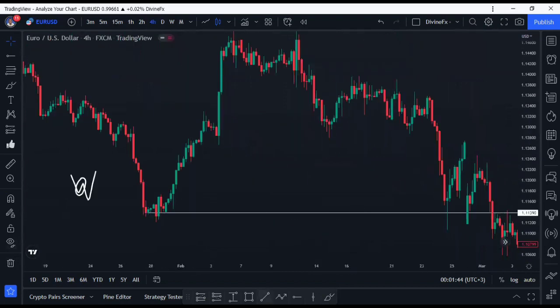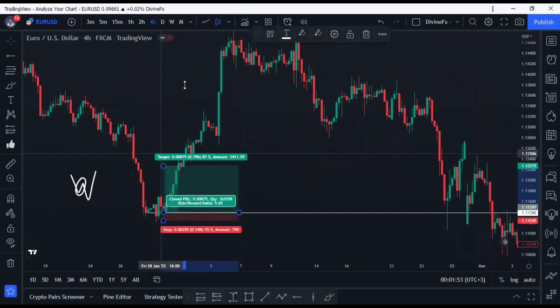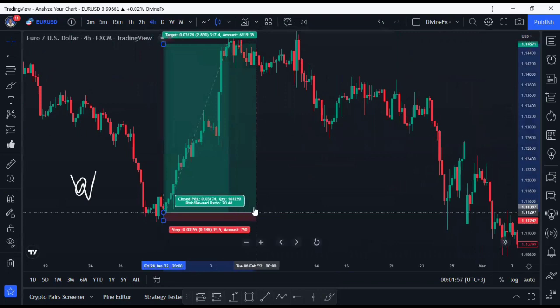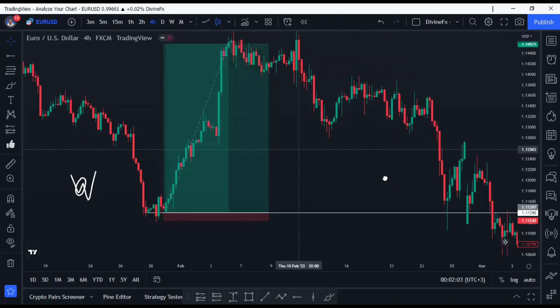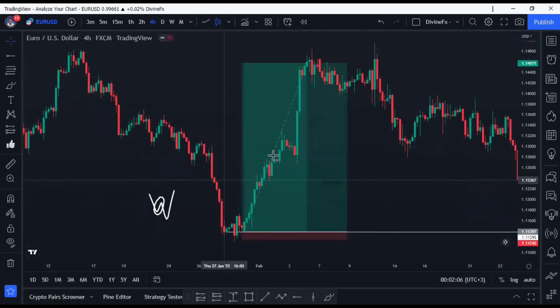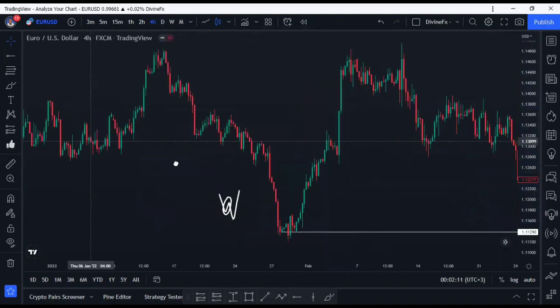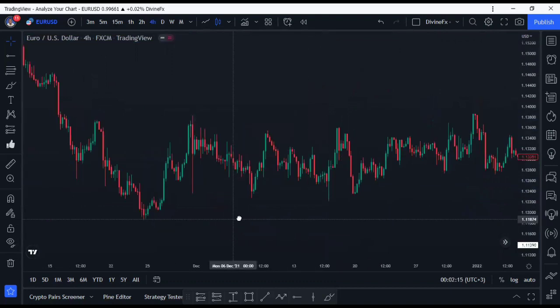So suppose we had this kind of setup over here, our entry was at this point, and then we have a 15 pips stop loss, then 300 pips as our target. We get a 20 to 1 risk to reward ratio from just a single trade of Euro USD. So let's see another example of this invalidation point.